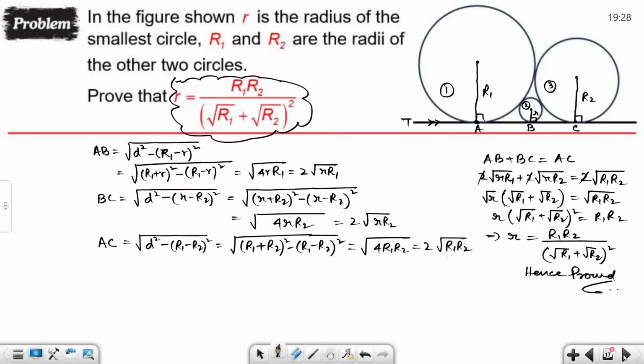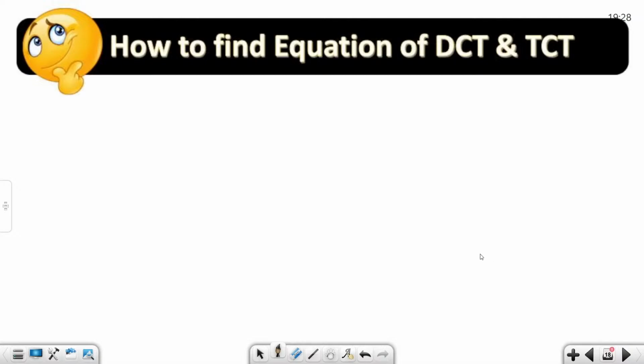Now let's move on to the next problem. So now this is a concept: how to find out the equation of direct common tangent and transverse common tangent. First, what we have learned in this lecture is the position of the circles, then we found how many common tangents are possible. After that we have learned how to find out the length of the common tangent. Now one thing is left with us: how to find the equation of direct common tangent and transverse common tangent. Is it clear? So we will start with direct common tangent.